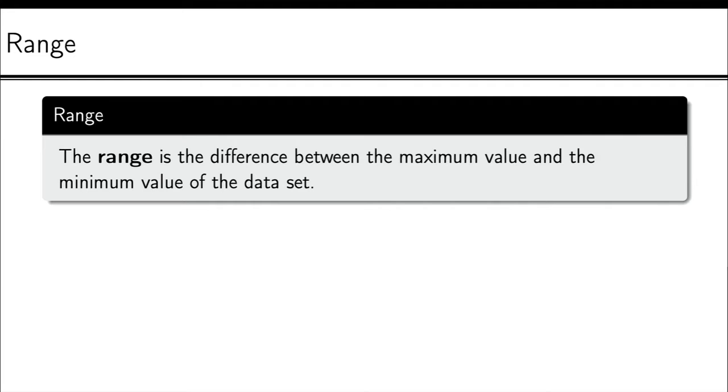The first measure of variation is range. This is really easy to calculate. The range is just the difference between the maximum value and the minimum value of the data set. So you've got a set of numbers, you just take the biggest number minus the smallest. Biggest minus smallest, and that's going to be your range.